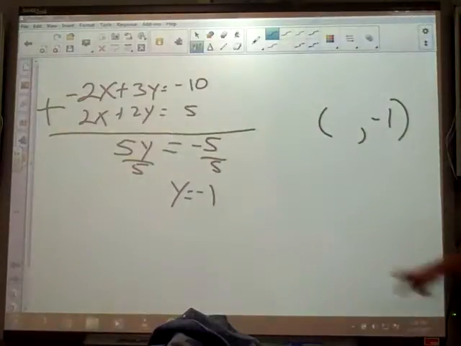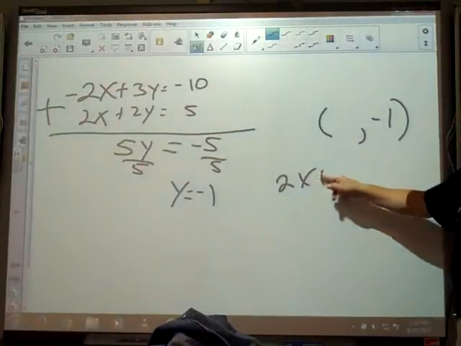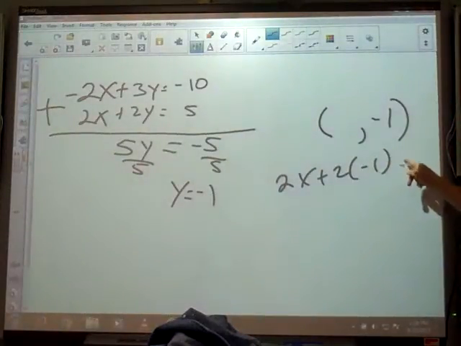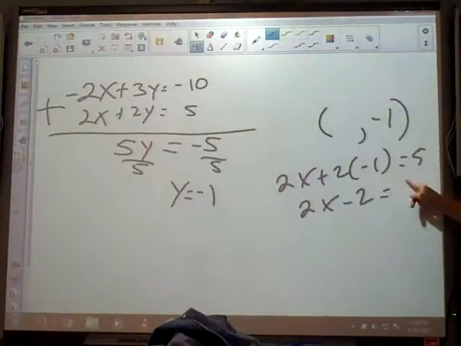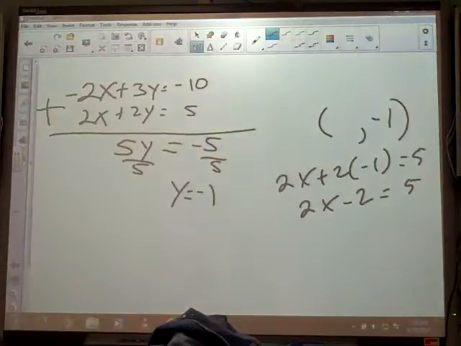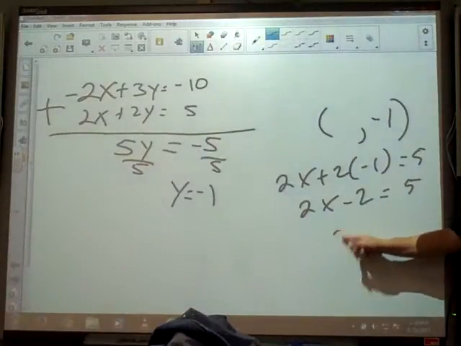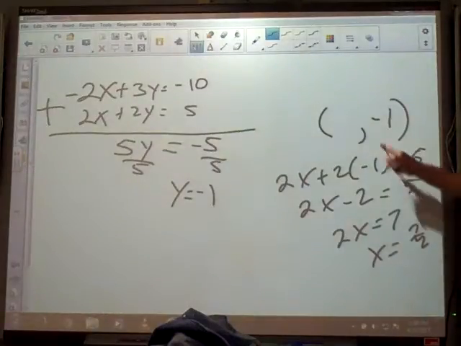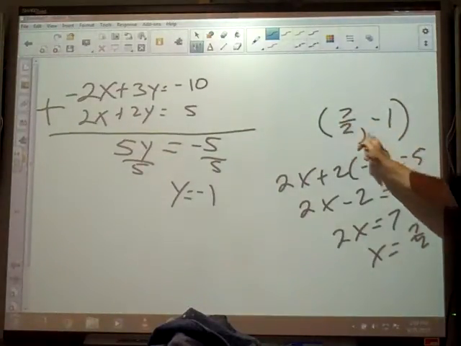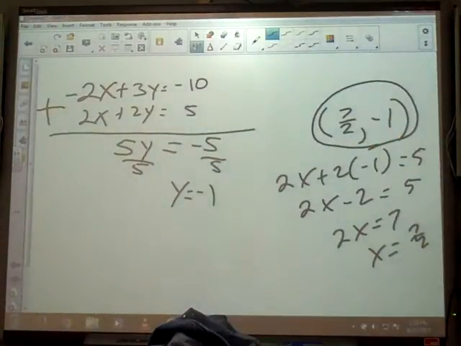Second one. So I'm going to have 2x plus 2 times -1, which is 2x minus 2, right? Got a fraction here. You see the fraction coming out on this one? If I add 2, that gets me 7. Divide by 2. 7/2 or 3.5, however you want to write it. That's it. Nothing to it, nothing to it.